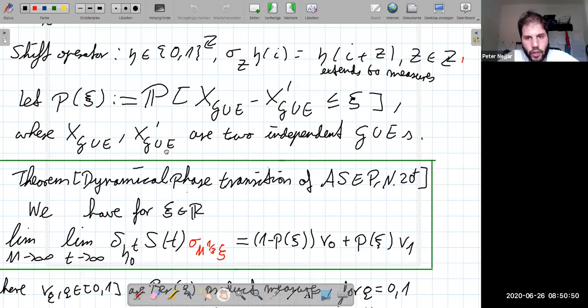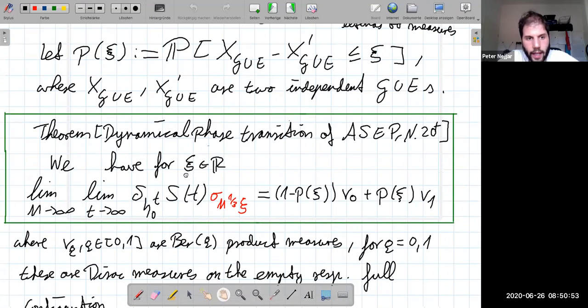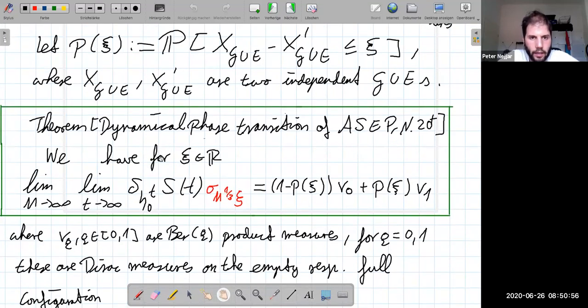And here's the first result, the so-called dynamical phase transition for ASEP. If you take xi and r, you look at the distribution of the ASEP at time t when started from our initial configuration, and then you first send time to infinity, and then you send m to infinity, and then you shift your measure on the KPZ scale, so m to the power 1/3 times xi. This limiting measure is given as a convex combination of the following two measures.